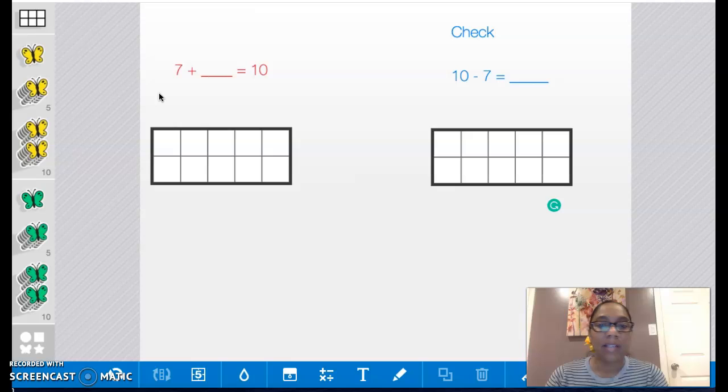So for this example, I will be using a 10 frame and counters, okay? And the question posted on the board is 7 plus what number equals 10? I'm using a 10 frame because that's the number that we're going to be working with, right? So it says 7 plus what number equals 10? So we have 7. I'm going to start off with 7 butterflies.